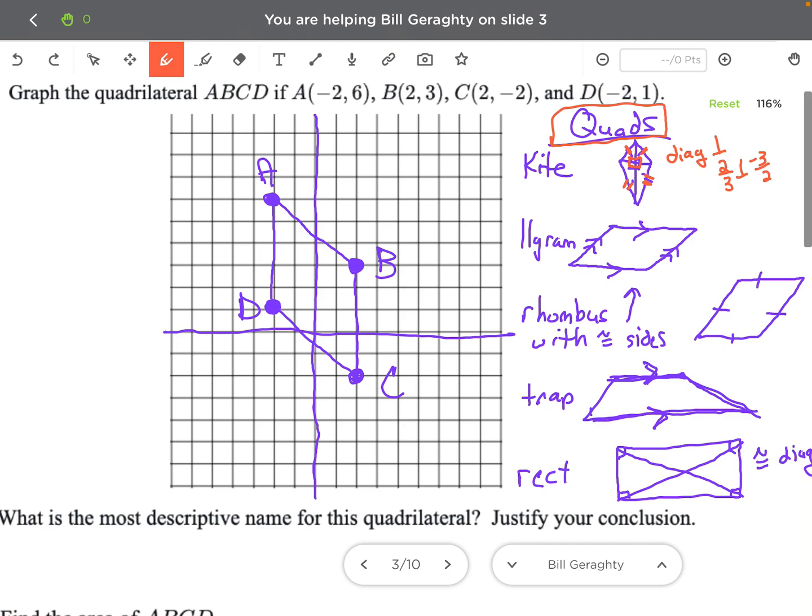Then we have a parallelogram. Okay, so the top and the bottom are parallel, the left and the right are parallel. And to prove something is parallel, the slopes have to be exactly the same. The slope triangles have to be the same.